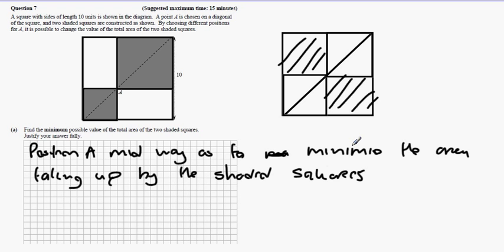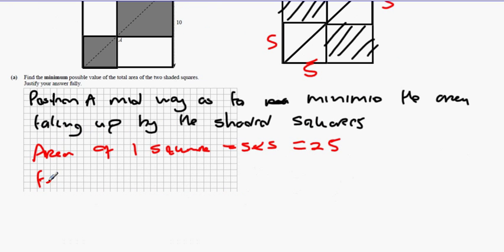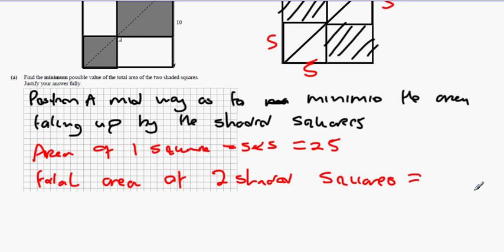Okay. Therefore, the area of these is going to be 5 in width, 5 in length. So the area of one square equals 5 multiplied by 5, which is 25. And then the total area of two shaded squares equals 50.